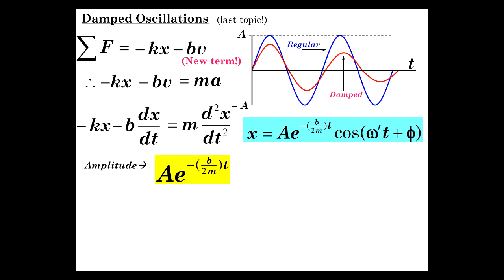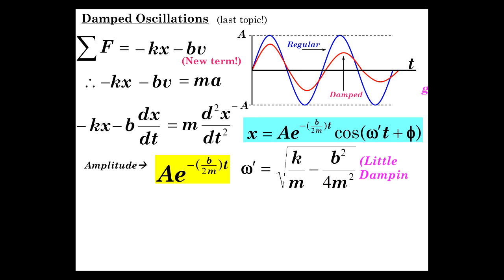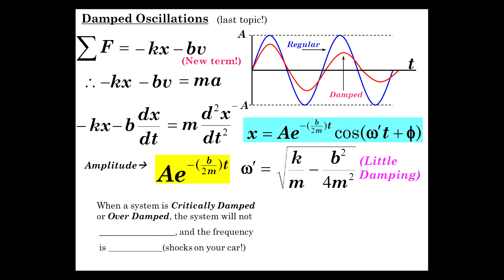So the amplitude is A e to the minus b over 2m t. Omega prime, instead of being the square root of k over m, is now the square root of k over m minus b squared over 4m squared, it turns out. And this factor here is the particular manner in which the angular frequency is diminished, and you see this additional period. So that's the way it happens. You don't have to memorize that. This is when there is relatively little damping.